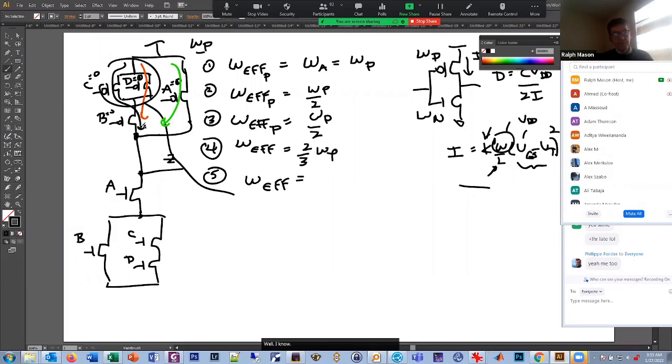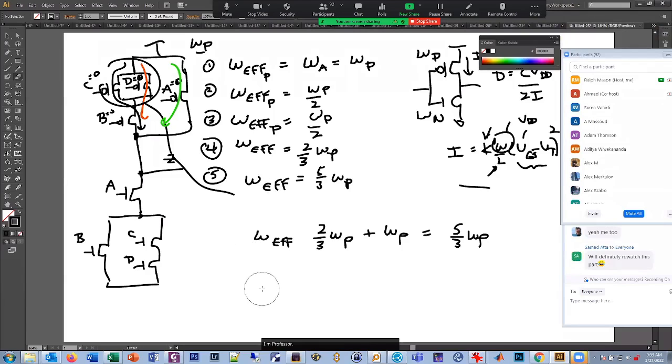Well, I know from the first 2 paths that was 2/3, right? We already calculated that. So now I'm going to have W effective equals 2/3 WP, right? That was this one, 4. And now I add plus, because it's in parallel, plus WP. So that will equal 5/3 WP. So this is 5/3 WP. So there's all 5 possibilities we did.